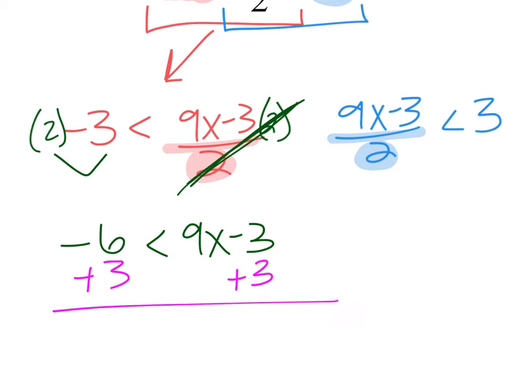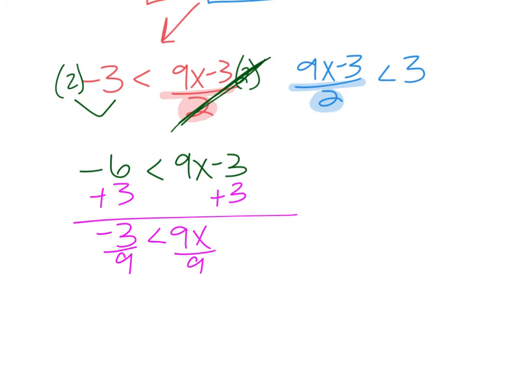So let's see what we get here. We get -3 is less than 9x, divide by 9. So we get -1/3 is less than x, and then we're going to flip that. x is greater than -1/3. And on this one, it's only asking us to solve.